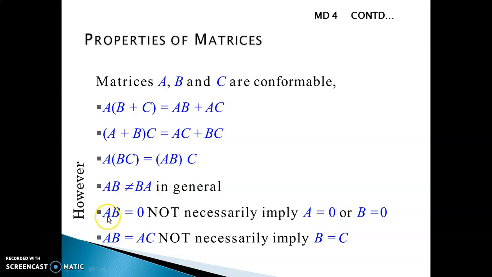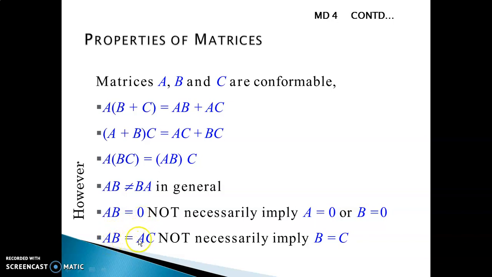Another important thing is if the product of two matrices is 0, then it doesn't mean that either A equals 0 or B equals 0. It is not necessary that one of the two matrices is equal to 0 for the product of these two matrices to be 0. Maybe sometimes both the matrices are not equal to 0, but the product of these two matrices can be equal to 0.